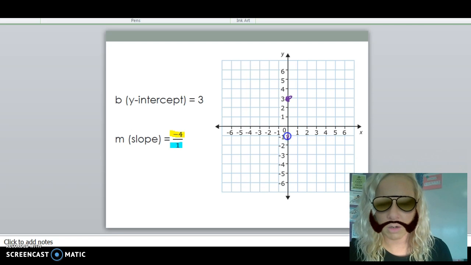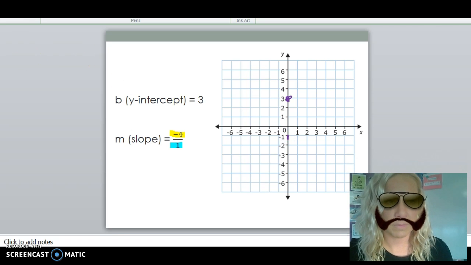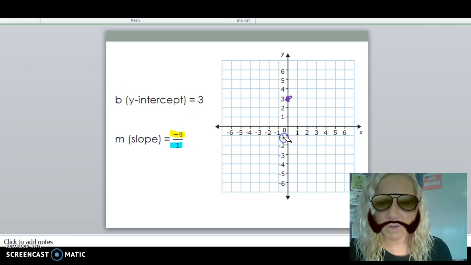Graph my point. Whoops. I have to run away.